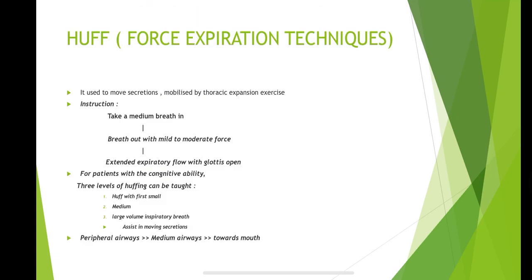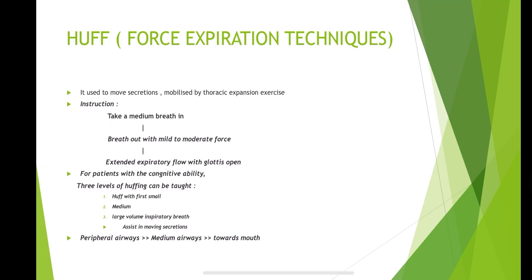Now we see the third phase, the huff or forced expiration technique. It is used to move the secretions from your airways that were mobilized by the thoracic expansion exercise. As we previously saw, in the second phase we mobilize the secretions, and in this phase we move the secretions from the peripheral airway to the medium airway and from the medium airway towards the mouth. Given instructions: take a medium breath in, then breathe out with mild to moderate force. In this technique, the glottis should be open.